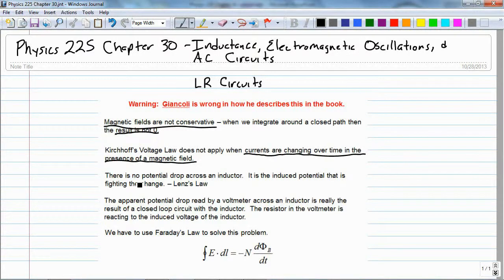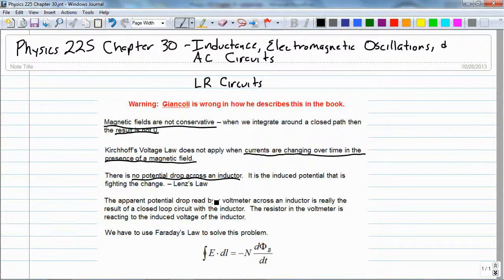The third is that there's no potential drop across an inductor. It's an induced potential. It's not a voltage potential like we had with a resistor, or that we could calculate with an inductor. This is an induced potential that is different from a potential drop. And this induced potential is fighting the change. So here we have Lenz's law.